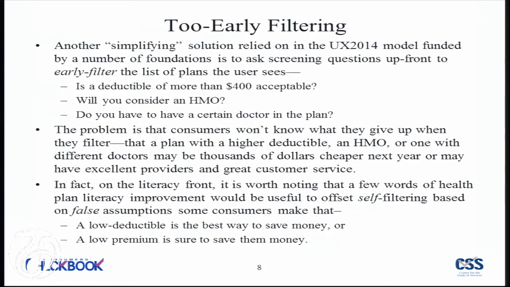Another simplifying solution is the one relied on by the UX 2014 model that was funded by a number of foundations. What they do, or part of what they do, is ask screening questions up front to filter the list of plans down early. Is a deductible of more than $400 acceptable for you? If not, that plan won't be on the list you ever see. Will you consider an HMO? No? Okay, it's off. Now we've got it simpler still. Do you have to have a certain doctor in the plan? Oh, okay, well, the doctor's on that plan. We don't have to show you those either. So we have simplified something, and if that were the only objective, that would be a great thing. Just maybe the wrong answer for you.